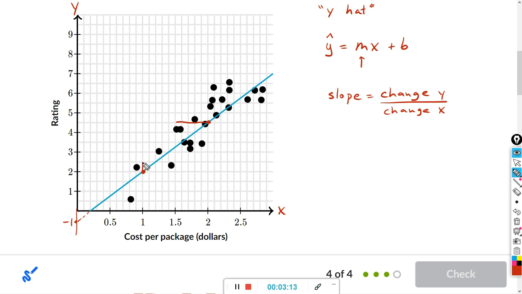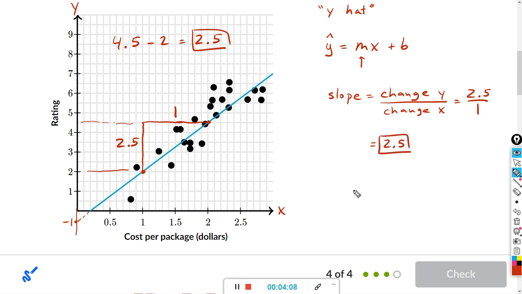How far up did we go? We started at 2 and we went up to 4.5, so 4.5 minus 2 is 2.5. We went up 2.5. And how far right did we go? We just went from 1 to 2, so that's just 1. The change in y is 2.5 and the change in x is just 1. Of course 2.5 over 1 is just 2.5. So the slope m is going to be 2.5.